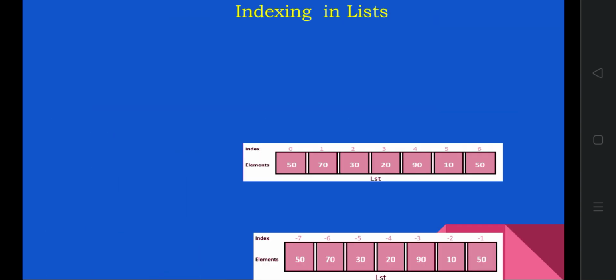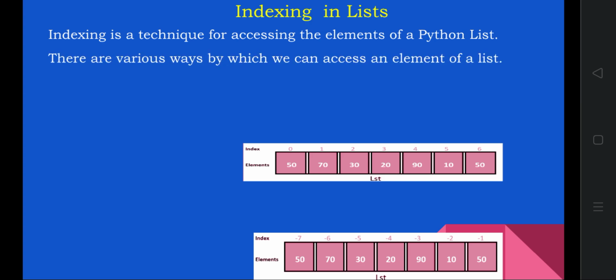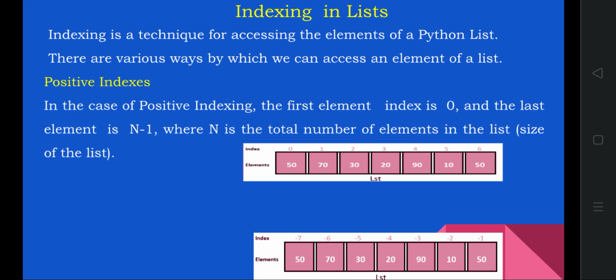Let us see now the types of indices. As we know, an index is the position which gives the location of the element in the list. We have two types of indexes, called positive index and negative index. In positive indexing, the first element index is 0 and the last element is n minus 1, where n is the total number of elements in the list. Now here the example is given.